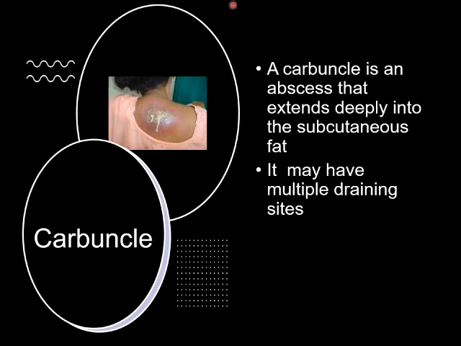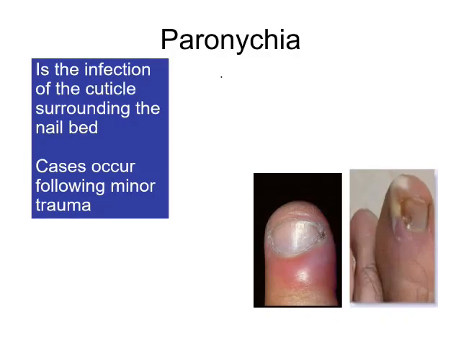Staphylococci also cause paronychia. It's important to explain that acute paronychia is usually caused by staphylococci. Other bacteria may cause paronychia as well, so are the herpes viruses. Chronic paronychia, on the other hand, is usually caused by fungi. We will be focusing on paronychia that is caused by staphylococci. Paronychia is the infection of the cuticle surrounding the nail bed.